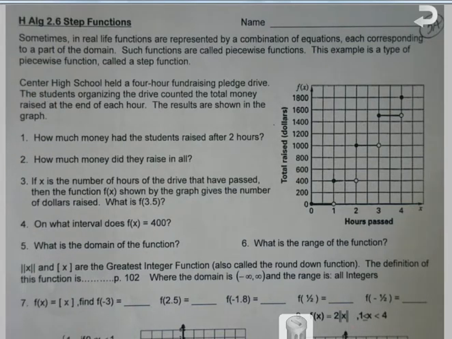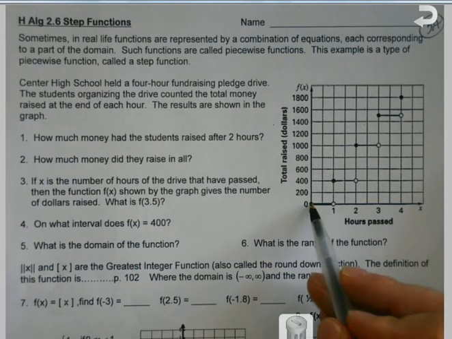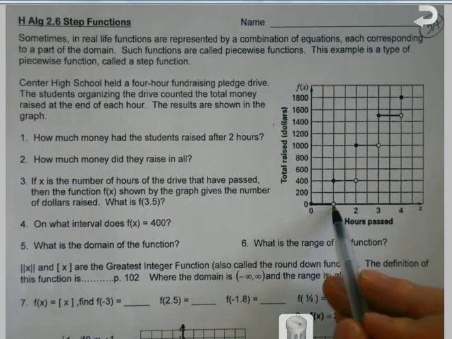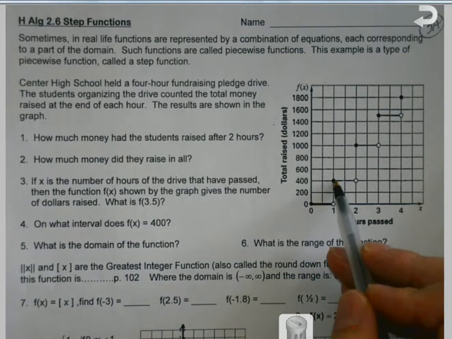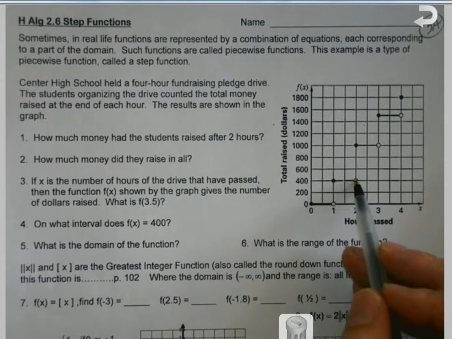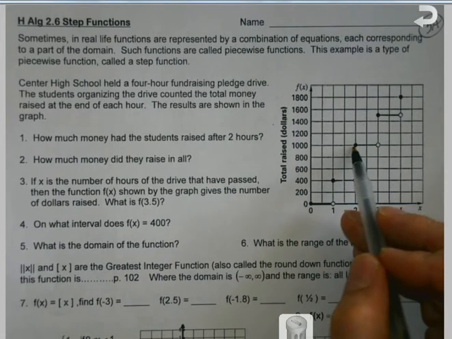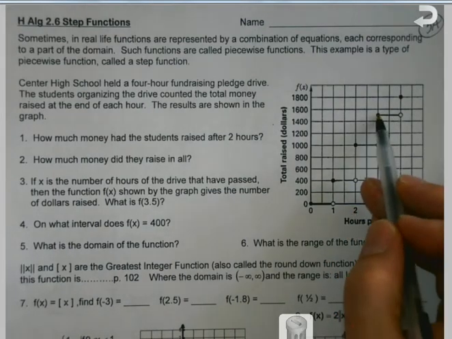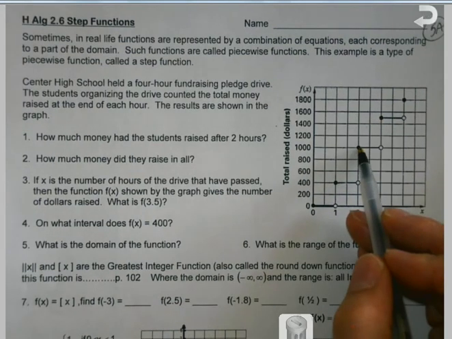So, for instance here, we'll start with a story problem, but nothing too bad. Center High students held a 4-hour fundraising pledge drive. The students organizing the drive counted the money raised at the end of each hour. Okay? So you'll notice they get to the end of the hour, then they count it, then the end of the next hour, then they count it. So you'll notice they keep the same amount of money.